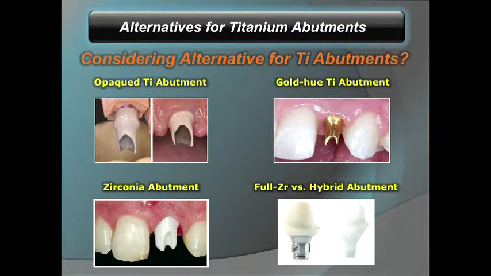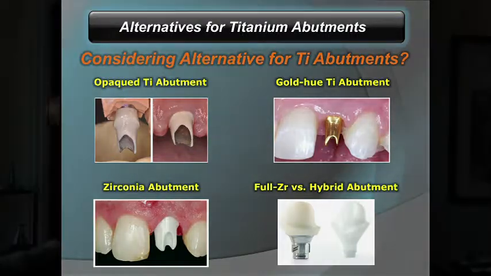Now, if you want to consider an alternative, what kind of alternatives would be available for us? Number 1 is opaque titanium abutment. Some lab technicians would do that, some would not, because the opaque itself is a little bit unpredictable. It can flake, it can be broken, causing biological problems after.